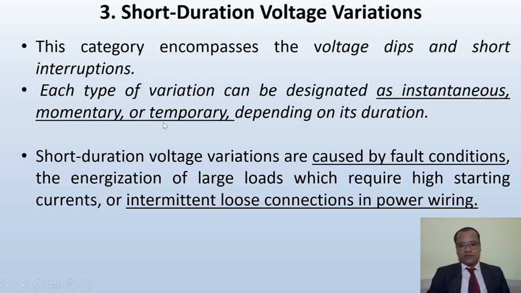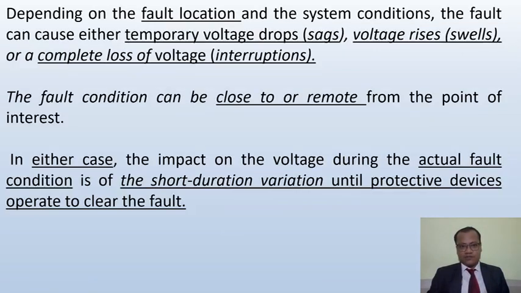Now here they are caused by fault conditions. It is very important to note that all long duration voltage variations are caused by either switching operations or load variations. But all short duration voltage variations are caused by fault conditions, the energization of large loads with high starting current, or intermittent loose connections in the power wiring. According to many power quality auditors, 80% of problems in the power system are due to loose connections.